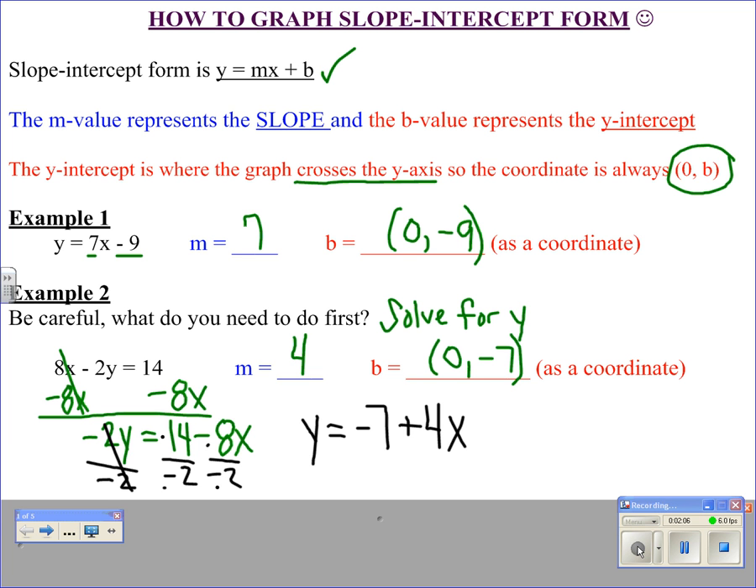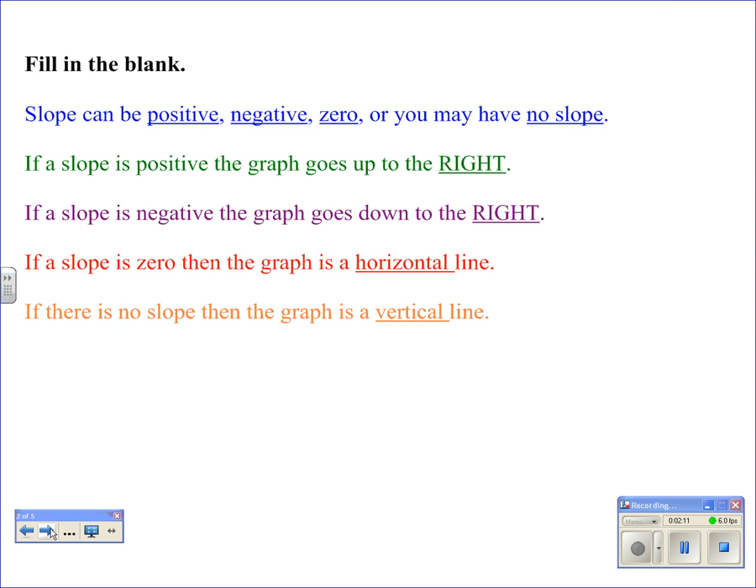Now that we know how to find m and b in an equation, let's try to graph. To graph, you must know that slope can be positive, negative, 0, or it might have no slope. If a slope is positive, the graph goes up to the right. So it looks something like this. If a slope is negative, then the graph goes down to the right. It would look something like this.